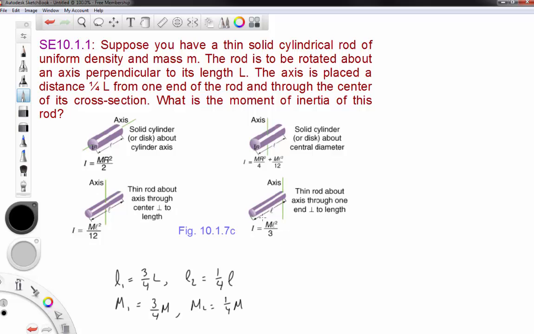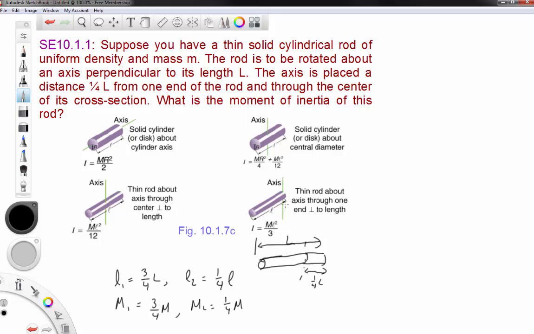In other words, we're going to split the rod into 2 rods. One is like this, the other continues the other 1/4 of the way, and our axis of rotation is here. This total length right here is L. This length right here is only 1/4 of L. So the total mass is m. This is 1/4 of m. This is 3/4 of m.